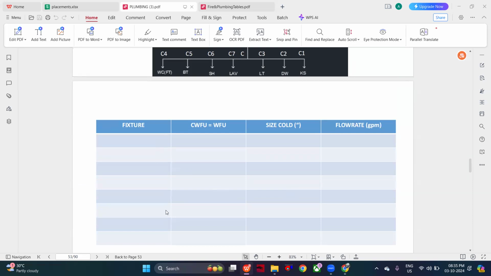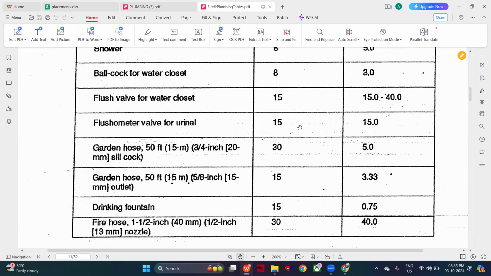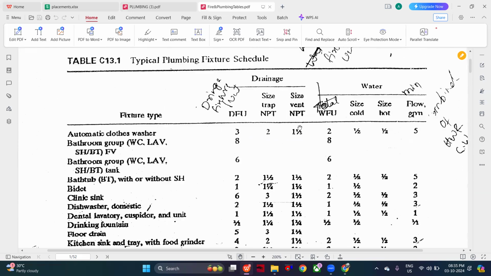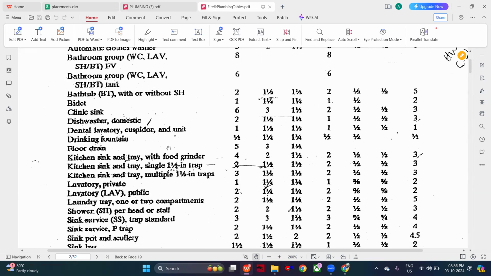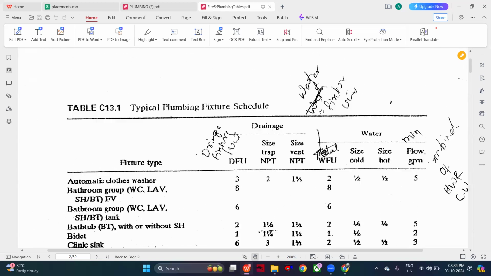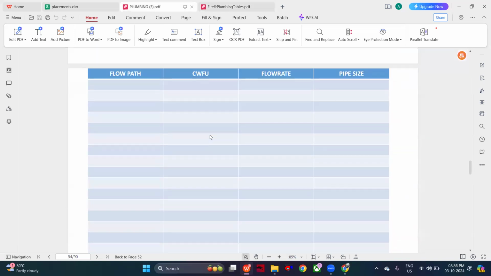And for fixtures, write down this one, and the cold water fixture units, write down this here, and the size code. As per yesterday, we can take that from page number 2. We can take that from here, automatic clothes washer and dishwasher, domestic. Here is the water fixture units. That one. Then now here is the table.